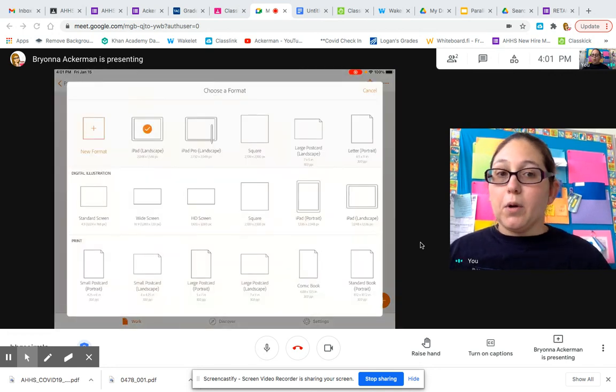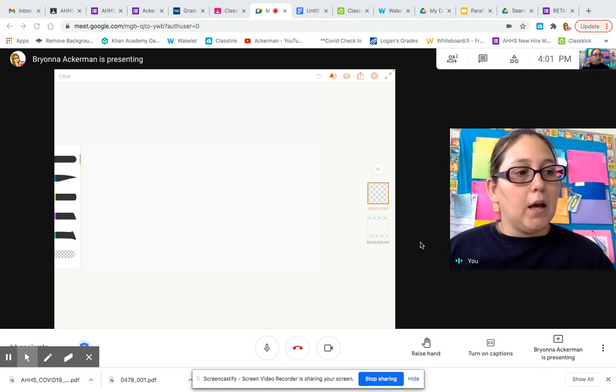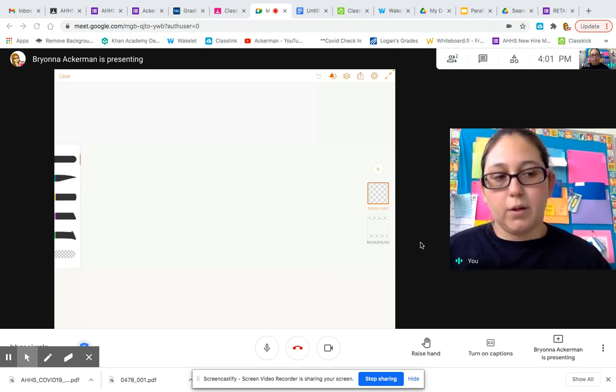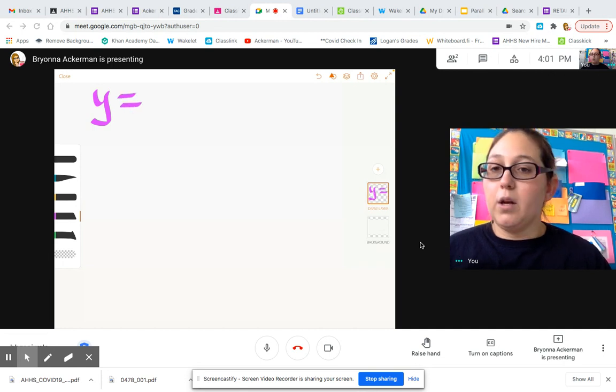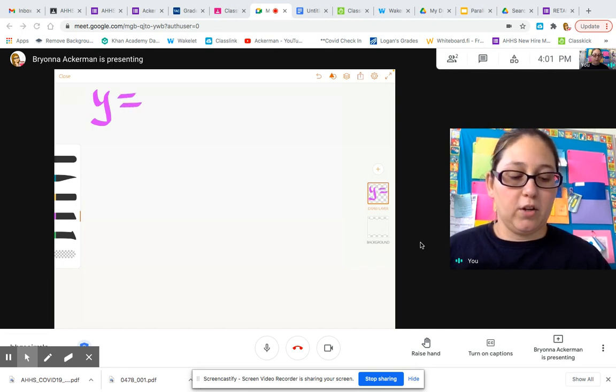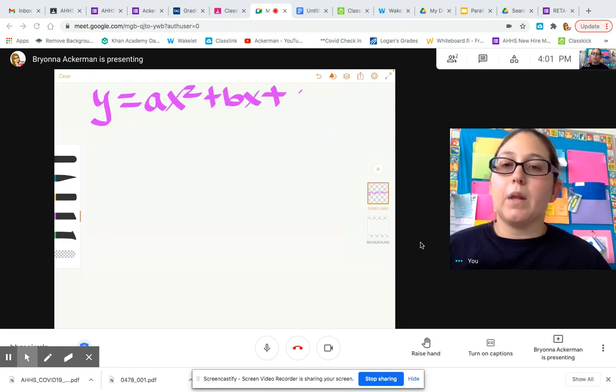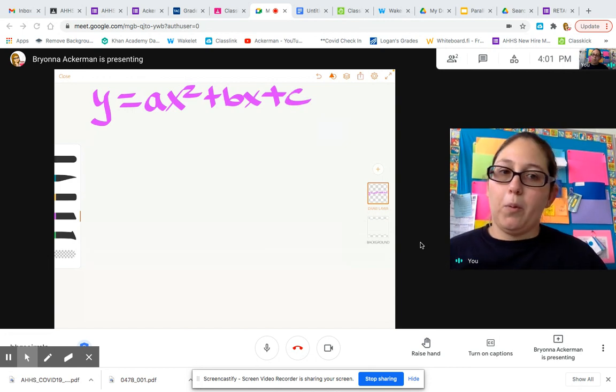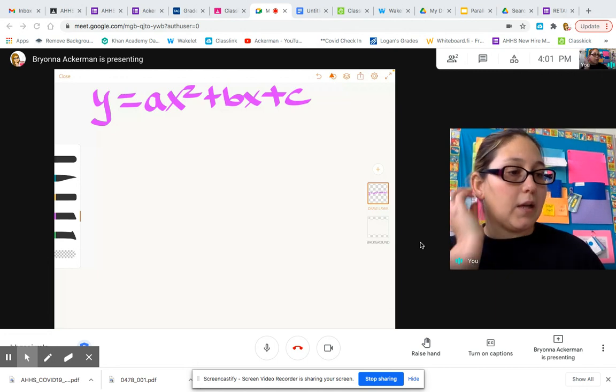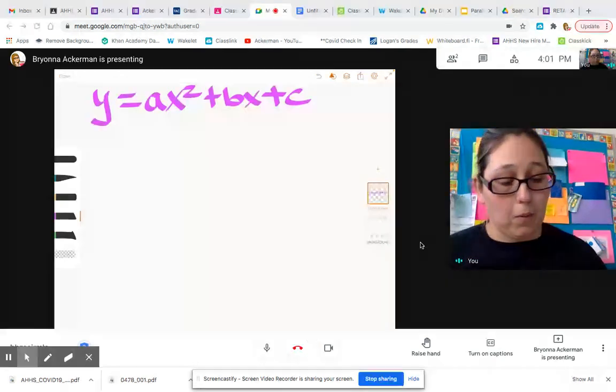So I'm going to take one off of your packet. I'm just going to take one randomly, so I'm going to do number 2. Number 2 on your packet gives you 3 points. Again, we're using the standard form equation, which is y equals ax squared plus bx plus c. And we are going to take 3 points and plug them in for x and y and save those and start doing the elimination process.